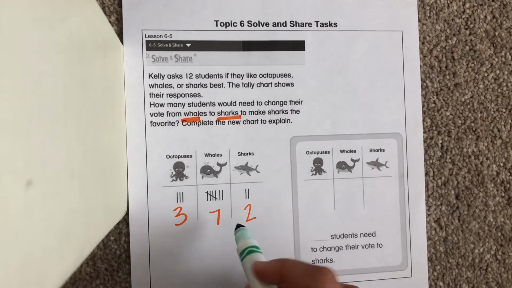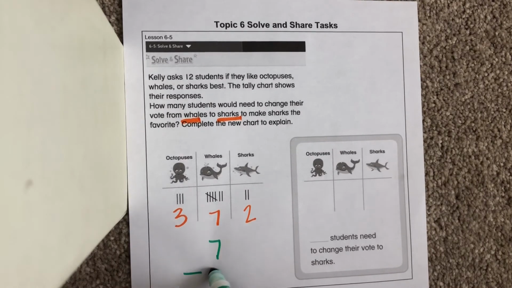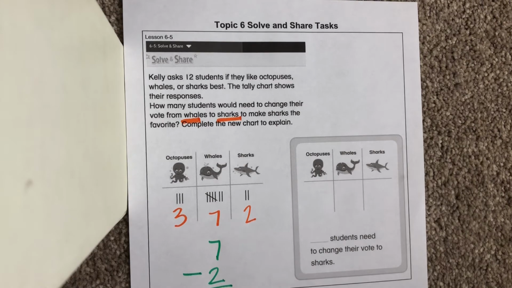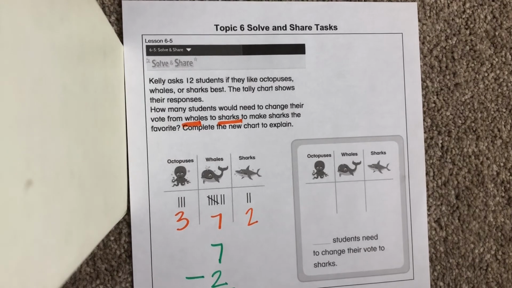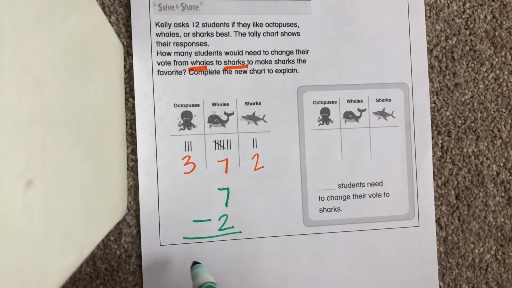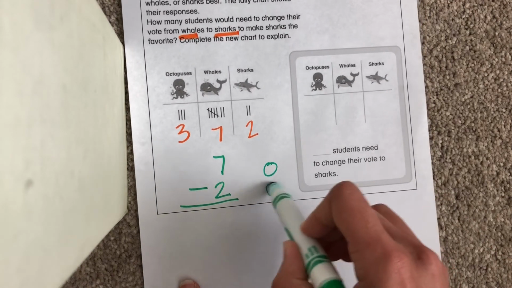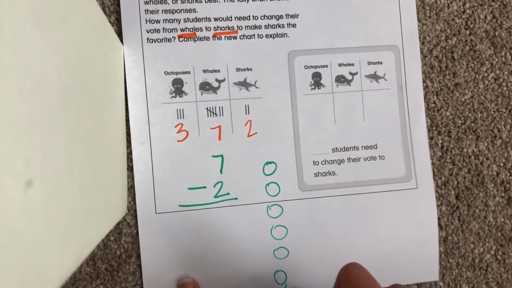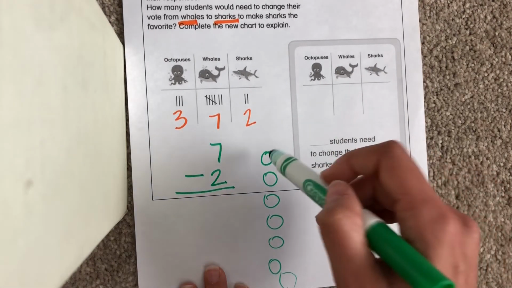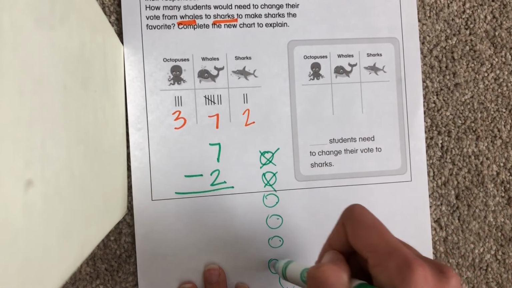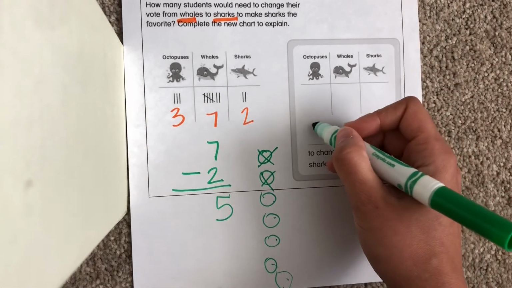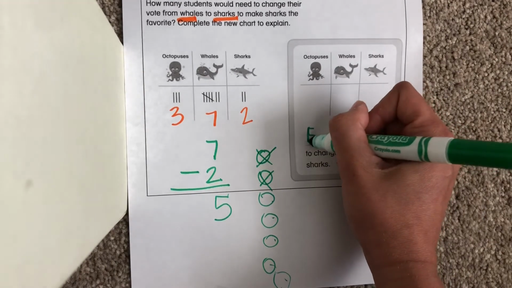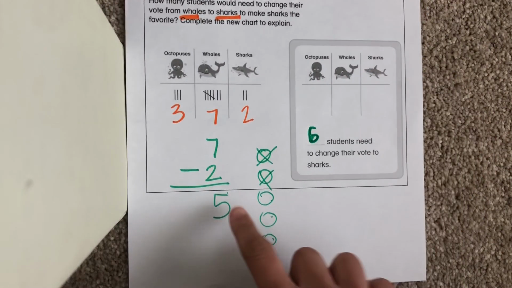So I would do 7 minus 2. How many would need to change their vote from whales to sharks to make it their favorite? 7 minus 2. You see that? So I'm going to draw 7 circles, and take away 2 of them. 1, 2, 3, 4, 5. I know you two probably know how to do this really well, but 5. They would need 5 more votes to make it their favorite. Actually 6 technically, so that you can get more, because 5 would be equal.